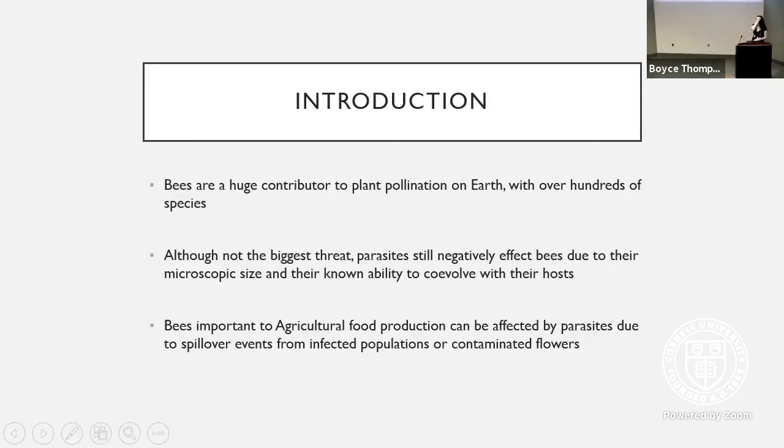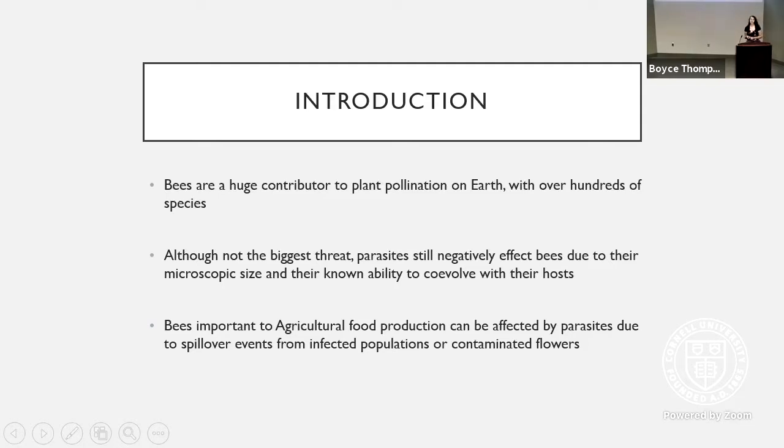Just a quick introduction. Bees are really important to the pollinator population here on Earth. There are hundreds of species known, and some of these species can get infected by parasites, one of which that we've been working with this summer is the bumblebee. Although not a big threat, parasites still negatively affect bees on a daily basis. They're very microscopic, so they're not right on their back or anything. They're right inside themselves. And they're known to co-evolve in general with their hosts.